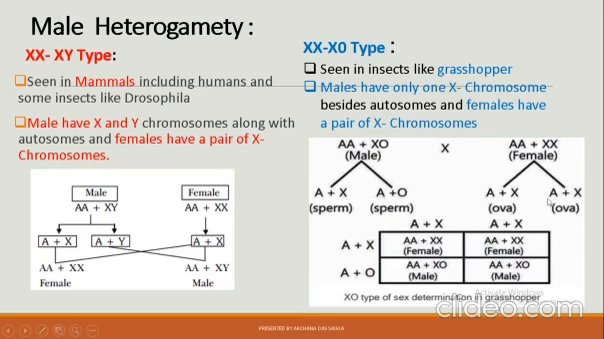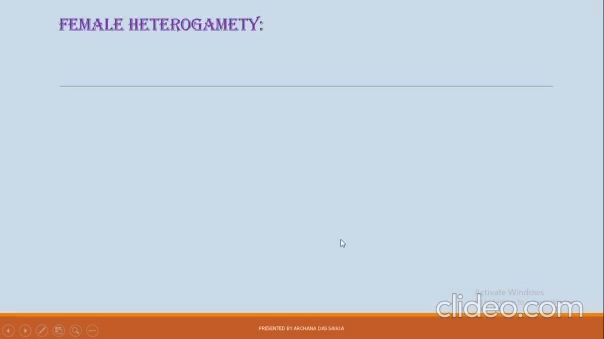Females will produce the same type of ova, and the sex of the future organism will be determined by which type of sperm unites with the ova. If the one without the sex chromosome unites with the ova, then it will develop into a male individual, as we can see here. Now we come to female heterogamety.